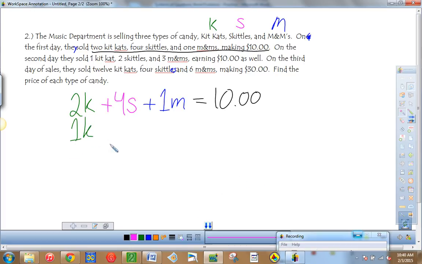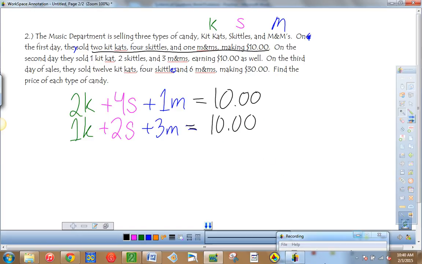They sold 2 Skittles, and they sold 3 M&M's, earning them a lovely grand total of $10 again.